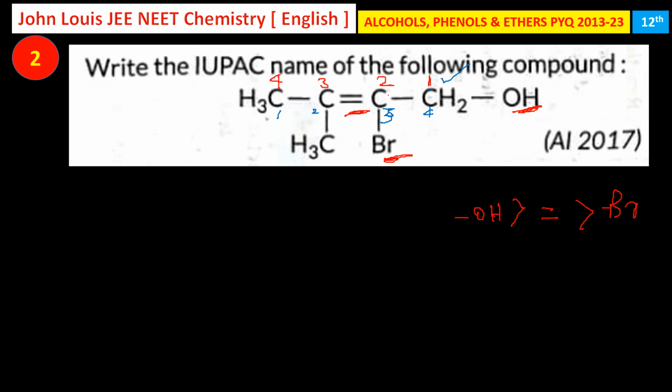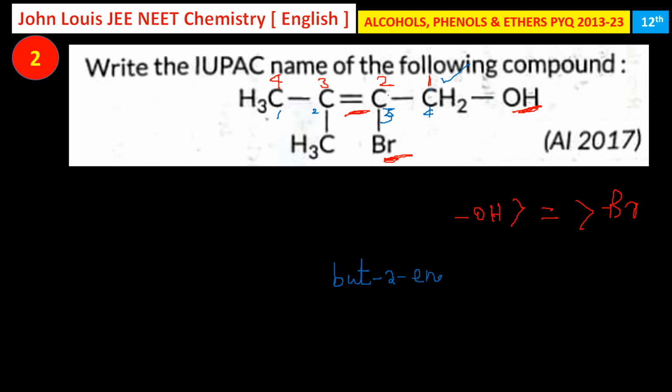So therefore, what will be the parent name? There are 4 carbons, therefore but-. And there is a double bond here. In which position is the double bond? Between the second carbon and third carbon. Therefore, we can put but-2-ene.